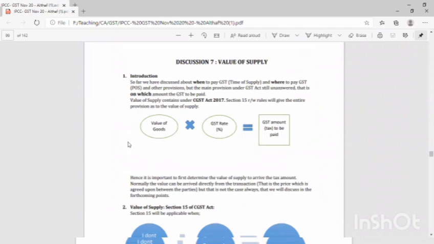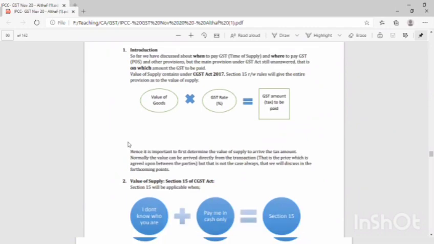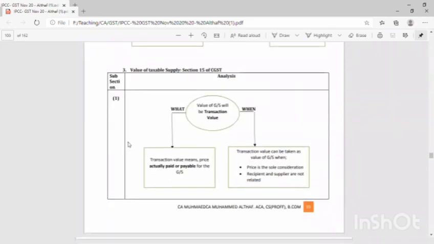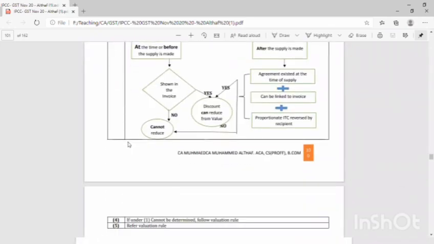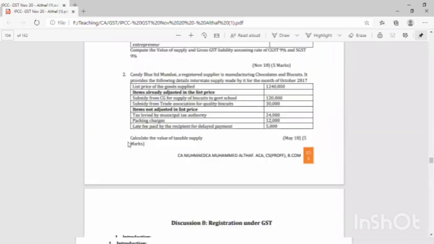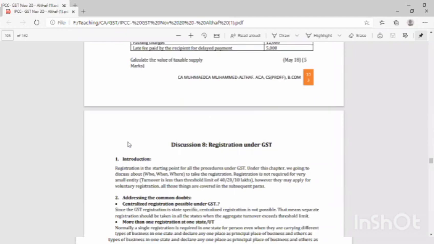Next one is value of supply, section 15 of the GST Act. In value of supply also there is no amendment. You can see that there is no amendment happened here. No amendments. So easy. Value of supply, there is no problem.